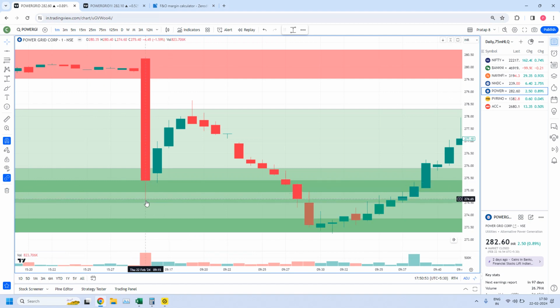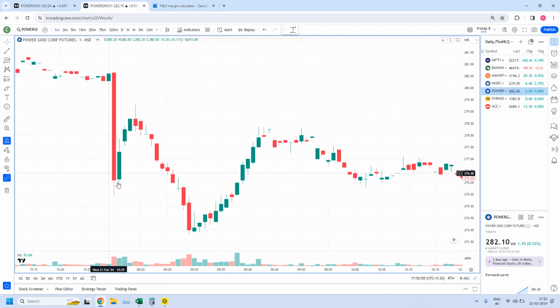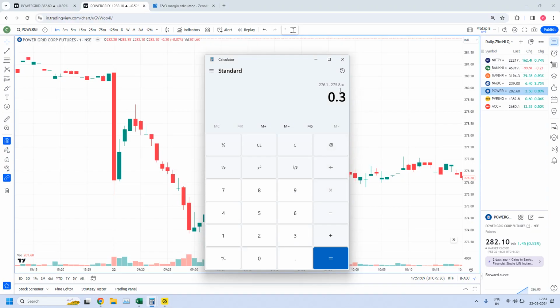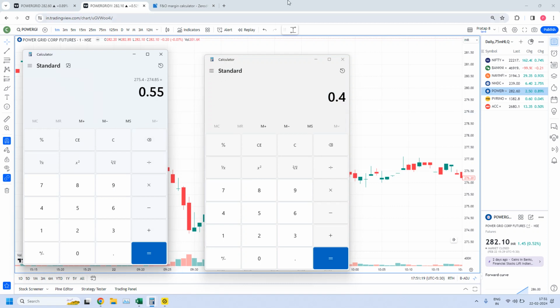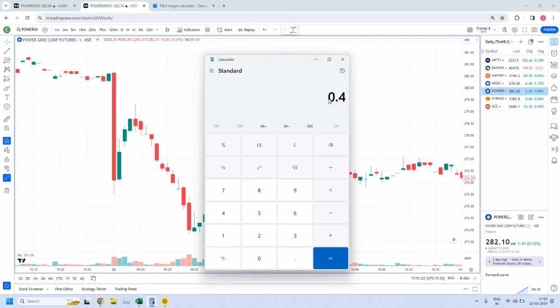Here more, because the movement of the price, see here more price movement in the equity chart. In future chart here, the price movement is a little less. At 275, 70 paisa if you add, still you get 0.4%. So let us say 0.4. If I increase, and here also how much? 0.55. So this is our futures.